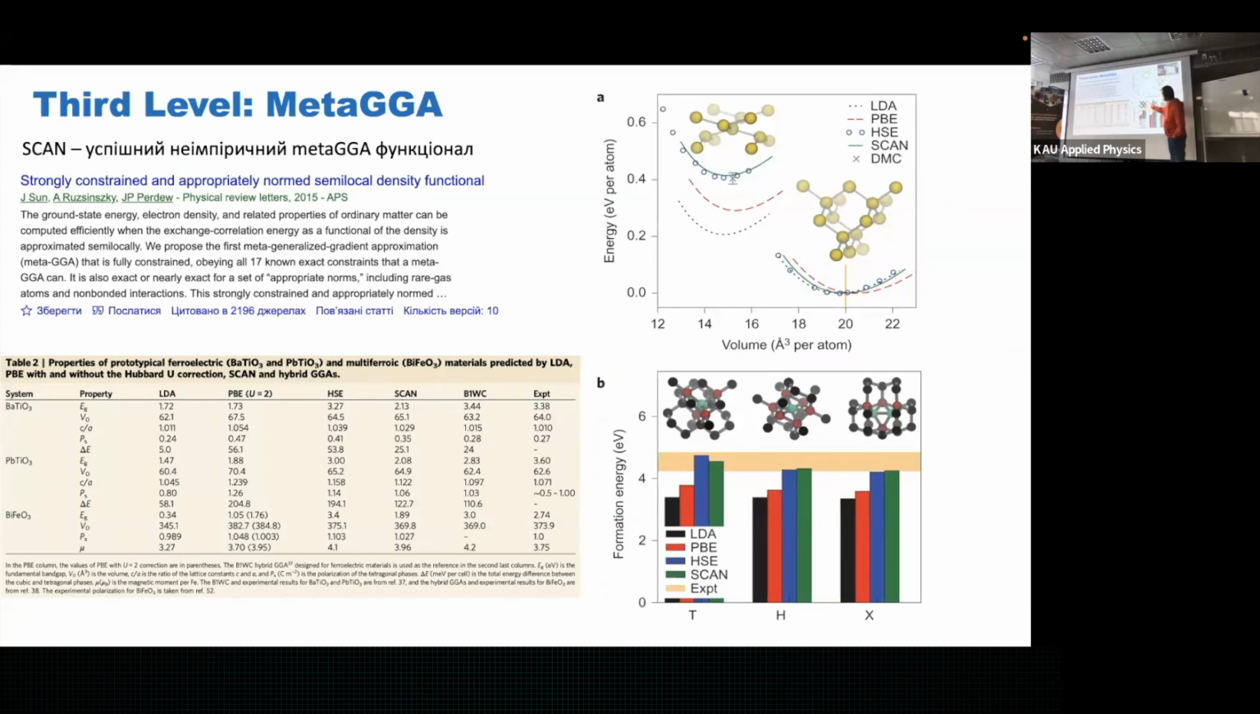Here is the formation energy of some clusters. And you see that SCAN, where is it? It's green. It gives us almost experimental data. PBE, HSE, the hybrid functional, gives better data in some systems, for example here, but here not. PBE and LDA are the losers of these calculations. PBE is better than LDA, but it loses to SCAN. So if you want to calculate something using MetaGGA, I recommend you to use SCAN.